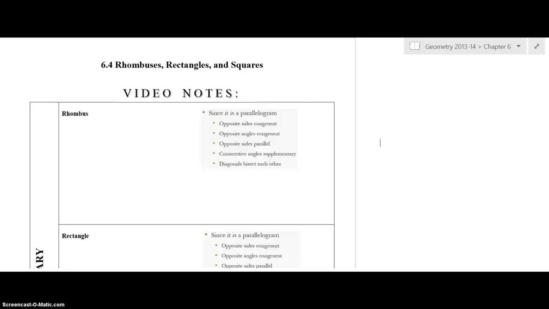So today we're going to talk about section 6.4, which covers the rhombus, the rectangle, and the square, all of which are just special parallelograms. So all of these are parallelograms, which means that all of the properties of parallelograms apply to them as well.